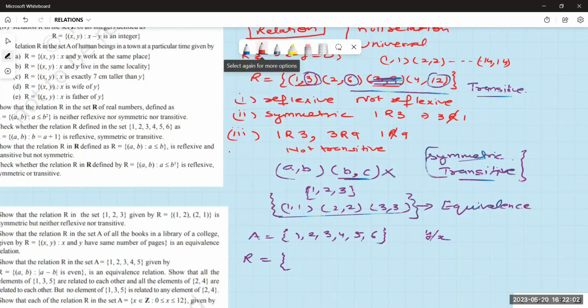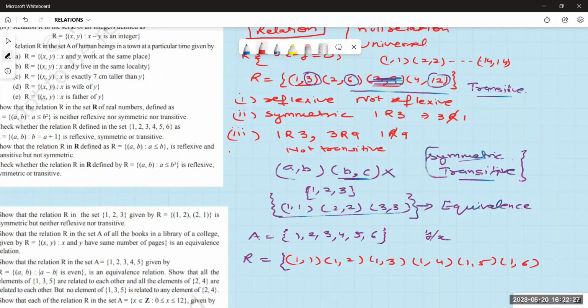No, start with 1. 1 divides every number. Don't go random, then you will miss one element. So we will start with 1. 1 divides every number by the rule. So I'll write (1, 1), (1, 2), (1, 3), (1, 4), (1, 5), (1, 6).